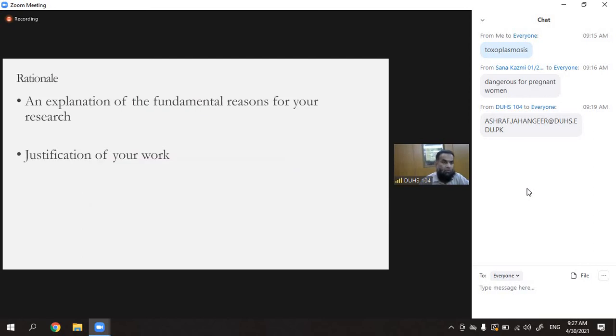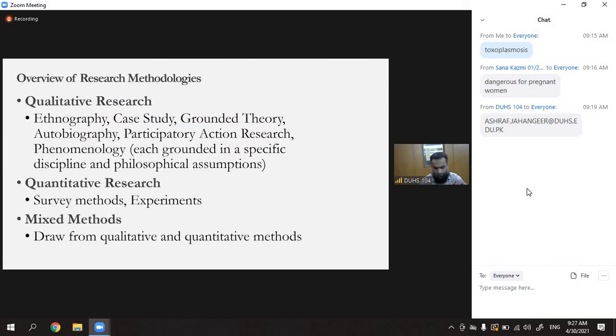Of course, your research will have some rationale, and that rationale is about why you want to do research. That rationale is not your research objectives. Rationale is about what is the impact of your research? What is the benefit of doing this objective? What is the benefit of solving this problem? So that's the rationale.